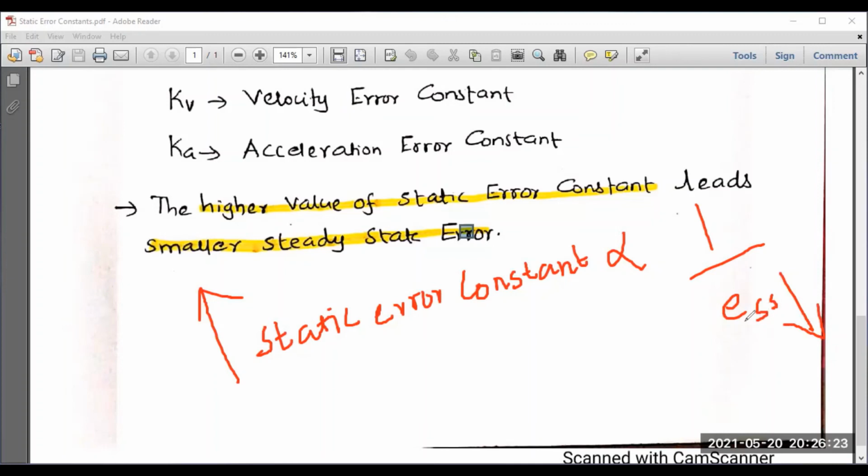So in this session, I have discussed how to compute Kp, Kv, and Ka. Those constants are known as static error constants. There is a relation between the static error constant and the steady state error in this manner.